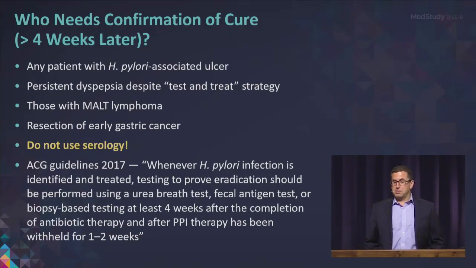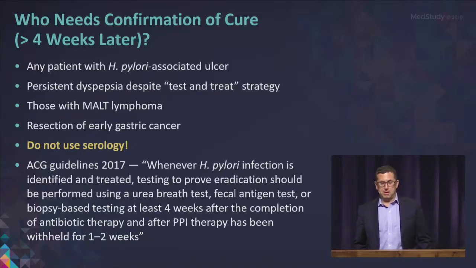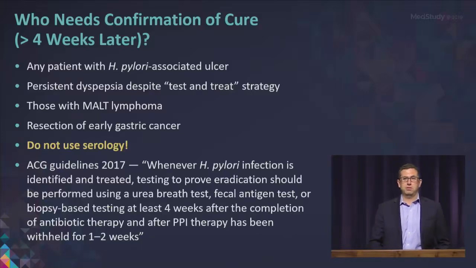They say that whenever H. pylori infection is identified and treated, testing to prove eradication should be performed using any number of these tests at least 4 weeks after completion of antibiotic therapy and after PPI therapy has been held for 1 to 2 weeks. So basically, according to the ACG, if you have H. pylori and you're treated for it, you need to make sure that it's gone. And remember, PPIs cause false negatives, so you want the patient off the PPI probably for 2 weeks. ACG says 1 to 2 weeks, but I think 2 weeks is the better answer.